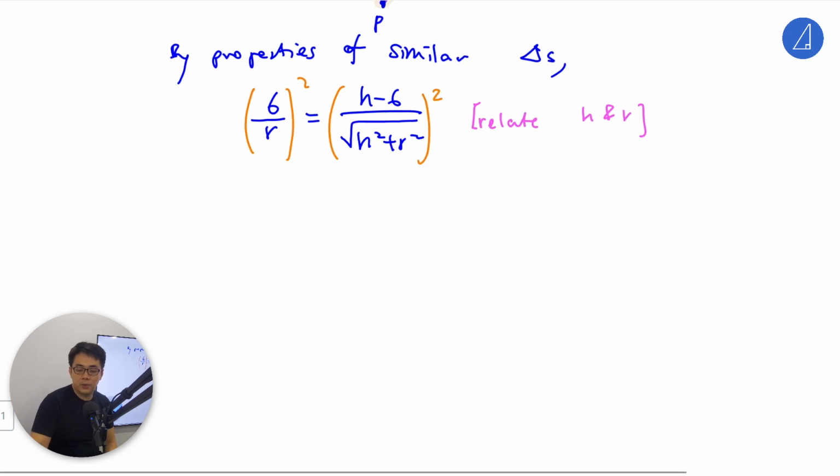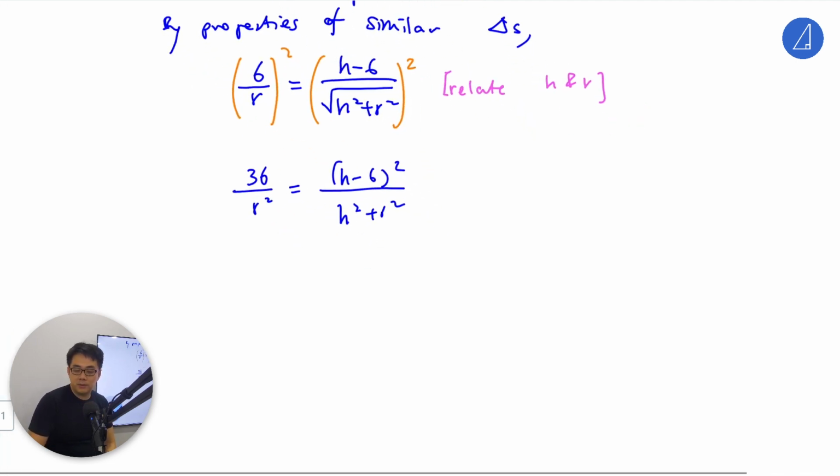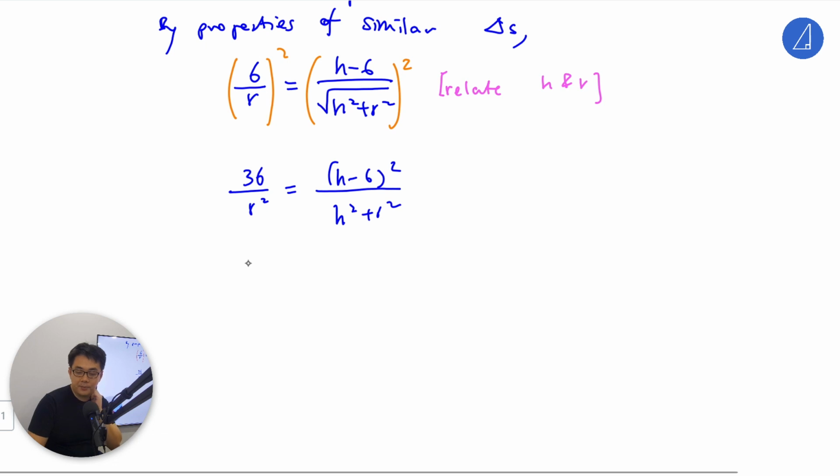I'm too lazy to cross multiply first. So 6 is 36 r square over h minus 6 square equals h square plus r square. Then what I'm going to do is just cross multiply. So 36 times h square plus r square equals r square times h minus 6 square.